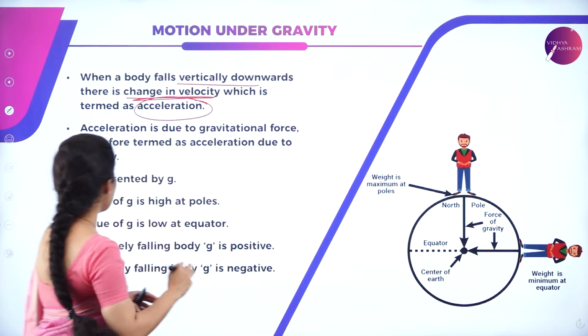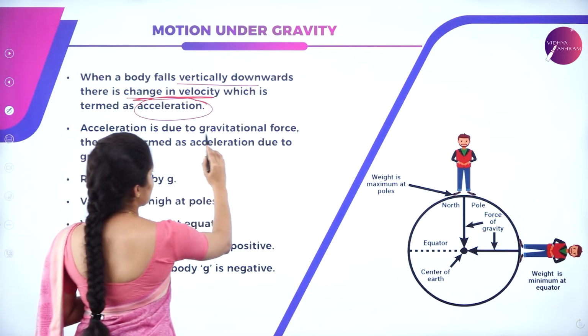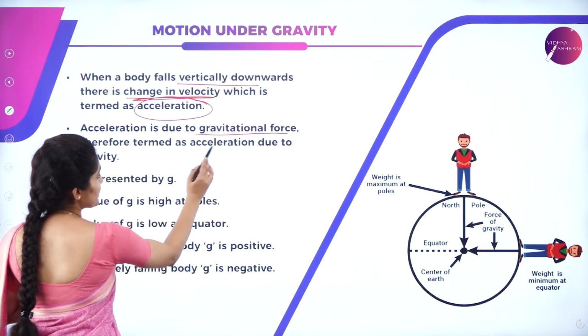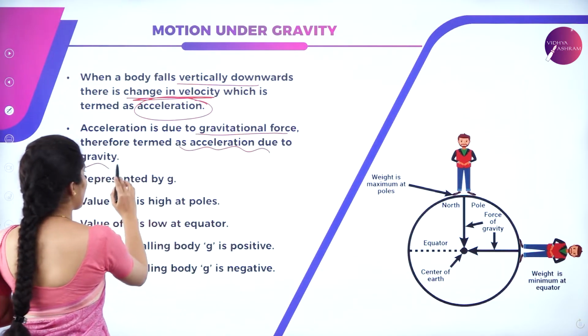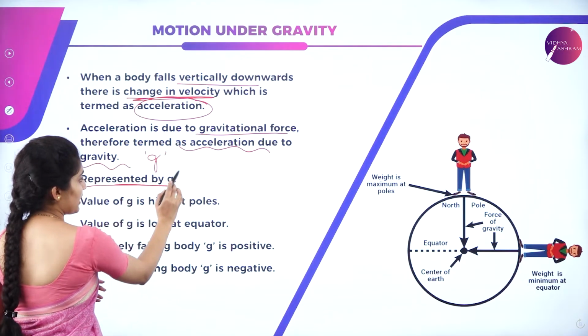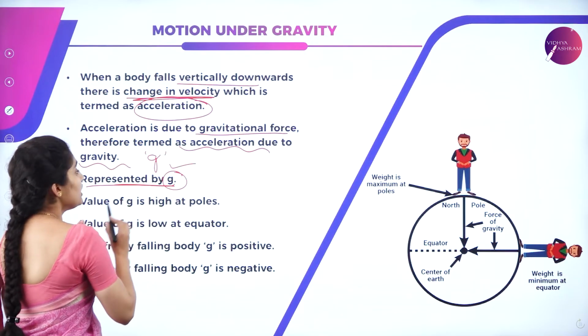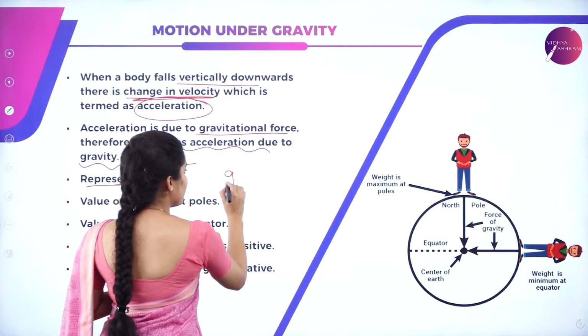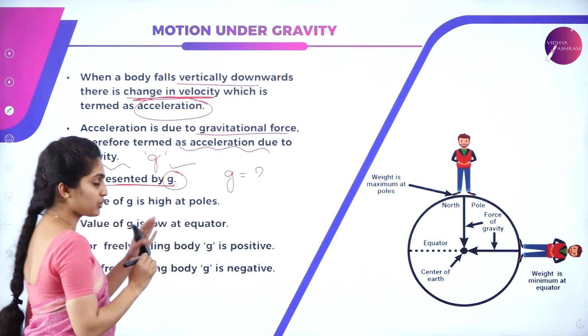Okay, so now acceleration is due to gravitational force, therefore it is termed as acceleration due to gravity, which is given by small letter g, and it is represented by g, which is given over here. Okay, so what is exactly the value of g is our question. So I'll come to that.